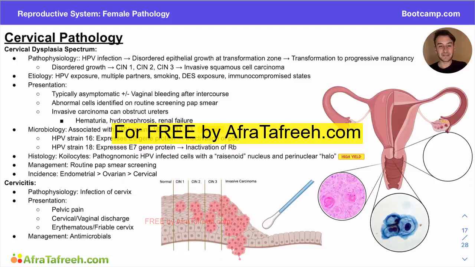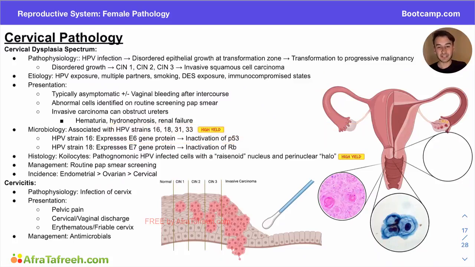Alright guys, let's get busy talking about our cervical pathology, and we're going to largely be talking about our cervical dysplasia spectrum. And so let's first talk about the cellular architecture of our cervix in order to orient ourselves to what is happening here in this spectrum of dysplasia.